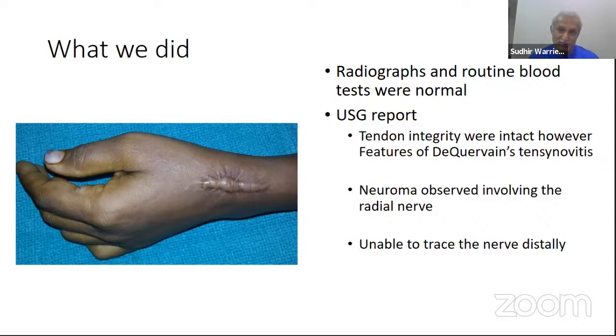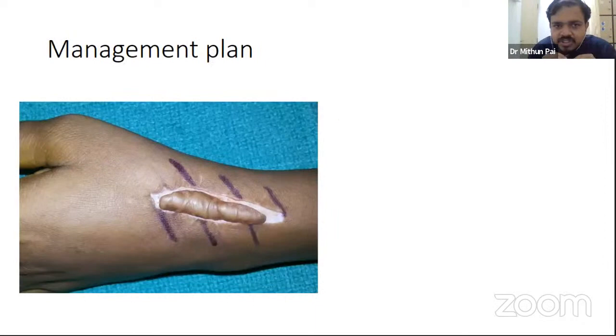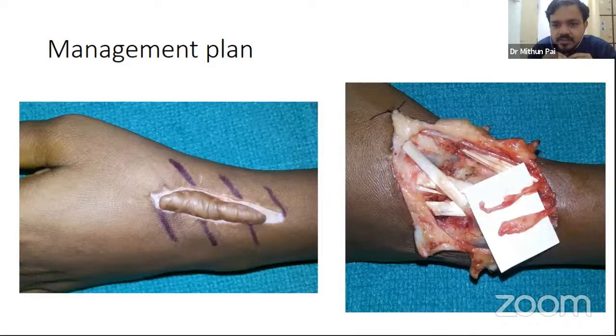Mithun? Yes, sir. On exploration, we found there was a neuroma and as ultrasound suggested, there was discontinuity. So this was the intraop picture after exploration. So there's a neuroma with a discontinuity. So we went ahead with burying the neuroma into the bone. That's called repositioning into the radius. So this is what we did.